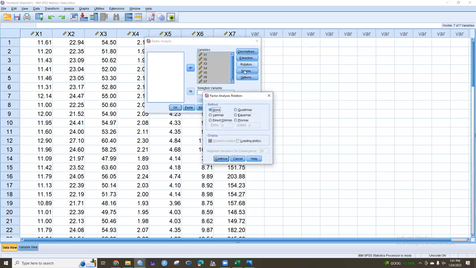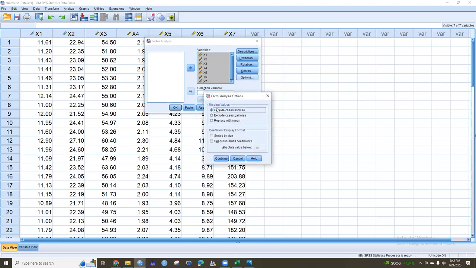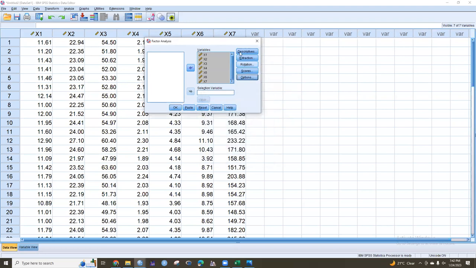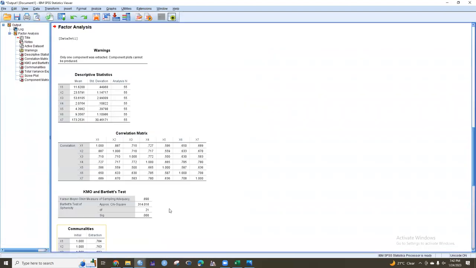Then Rotation. First of all, I will not do any kind of rotation. I have discussed this Varimax rotation in my slides, rotating by 90 degrees, but right now I am not rotating. I'm just displaying the loading plots. Continue. Now Scores, whether I want the scores as variables. That also can be done, but right now I'm not. And these are the options for how you can tackle the missing values. Okay. So with these, if I click okay, I'll be getting the results in the output like this.